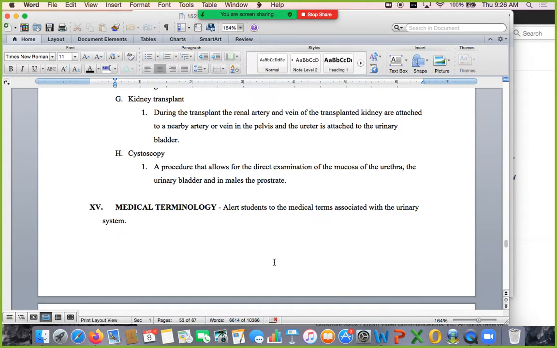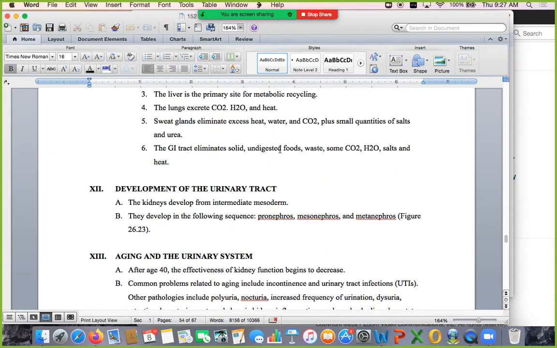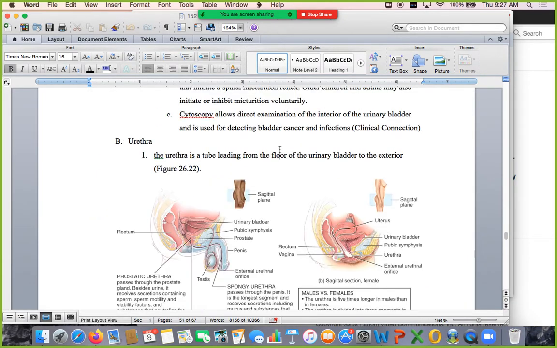Then development of the urinary tract. It looks like that is the end of the urinary system. Oh, I guess what we are missing here is this last image. You guys have it on the screen.